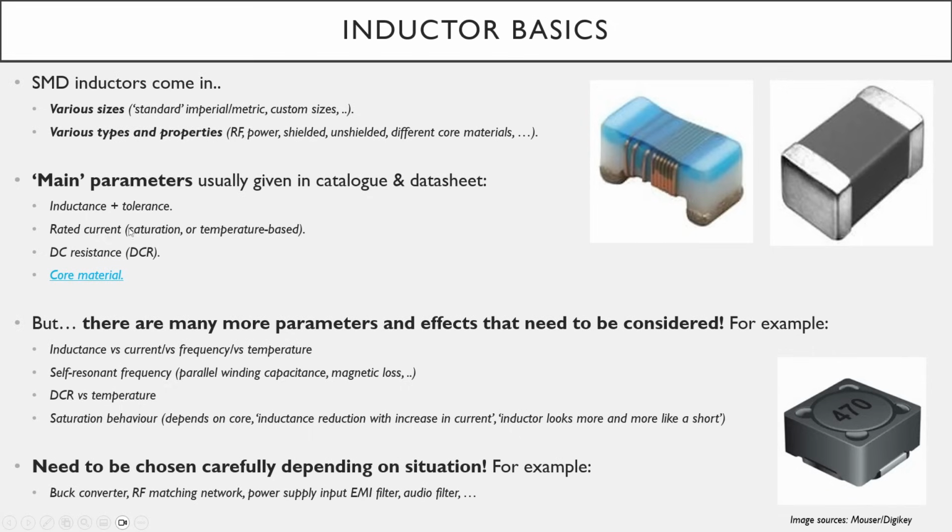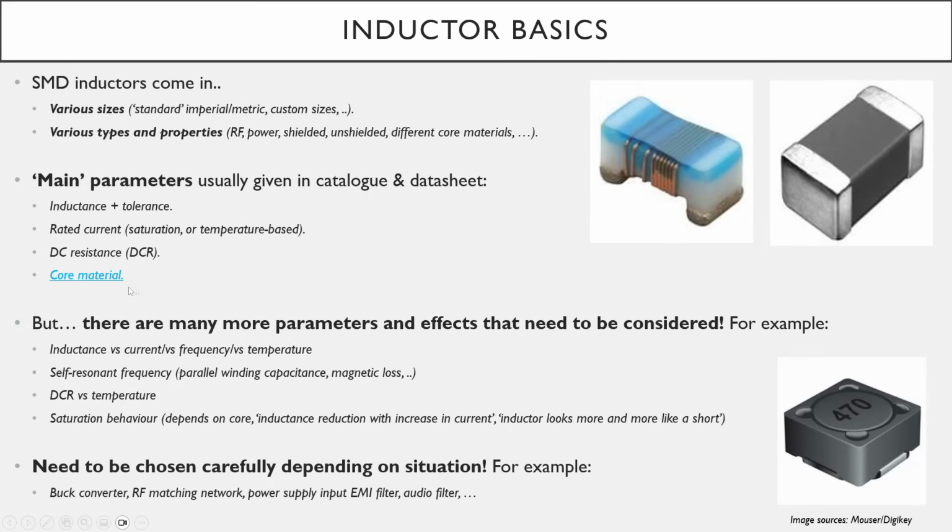Other than inductance and rated current, we will also typically get specified a nominal DC resistance, which also has its own tolerance, and that will be DCR for short. Depending on the size of inductor, the physical properties, the number of windings, the type of winding material used, that DC resistance will vary quite considerably.